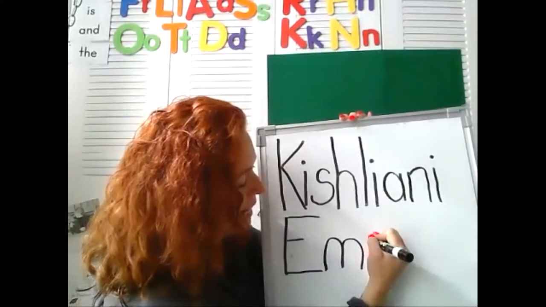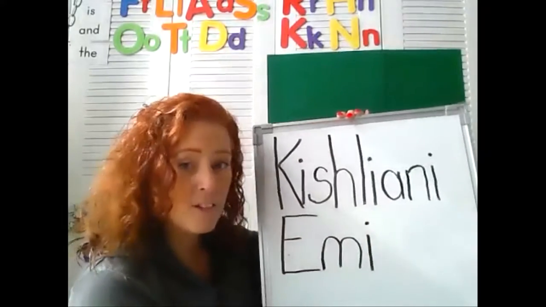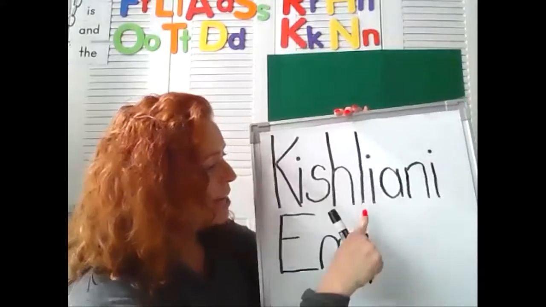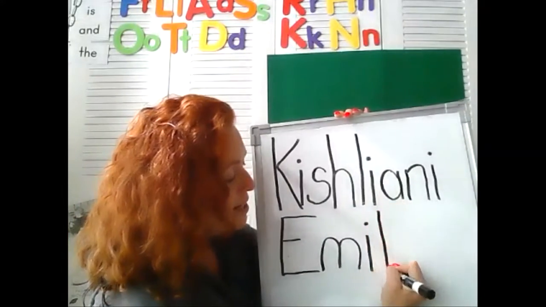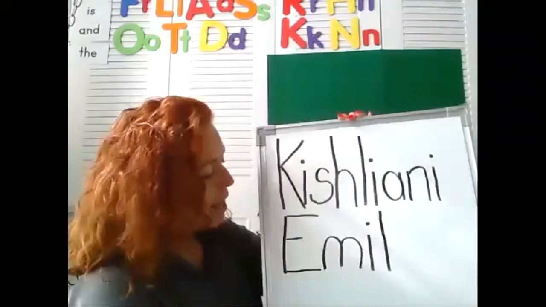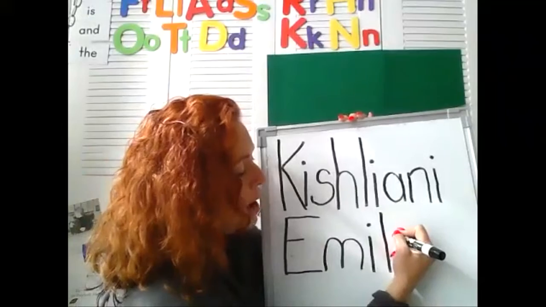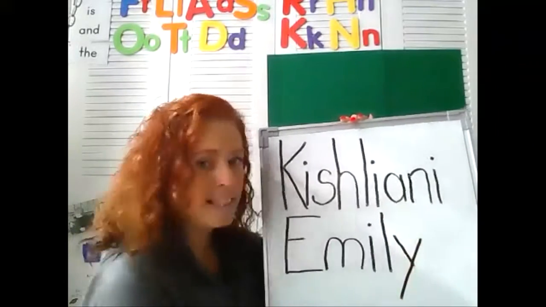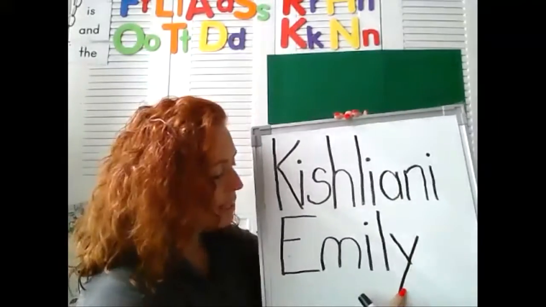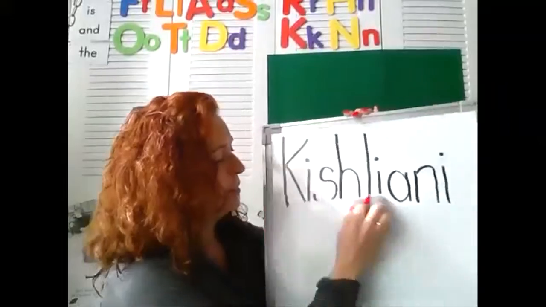We're going to do an I with the line going down and the dot. And there's another L that we're going to write. If you remember, like with Kishliani's name, the L just goes straight down like that. And Emily's name finishes with a Y. So Y makes a little diagonal line and then another line like this. Emily. Okay, we have two more names to write.